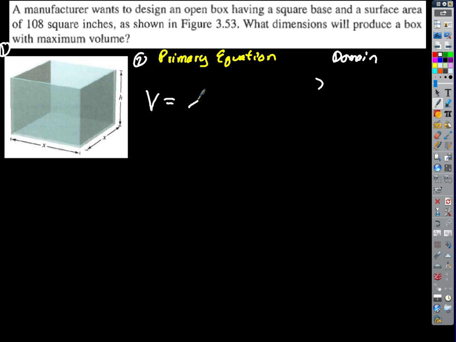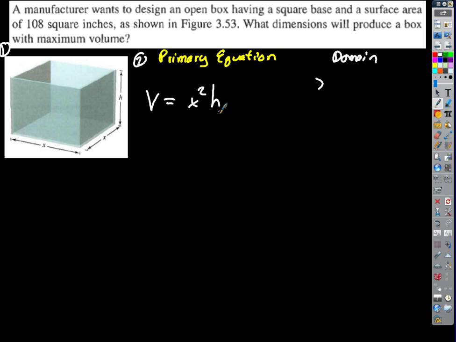Volume is a function of two variables, and those are variables, aren't they, right? As I tweak x and h, I'm going to tweak the volume of the box, right? And so we have to do something. We have to somehow fix that. We have to turn this into volume as a function of a single variable, okay?